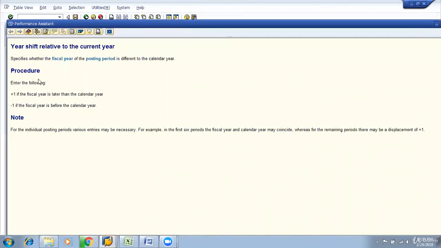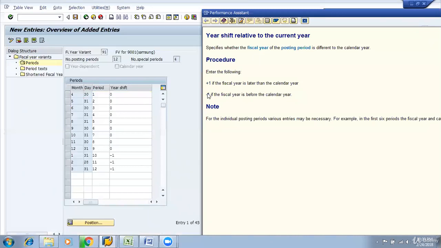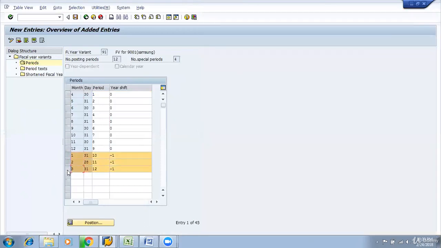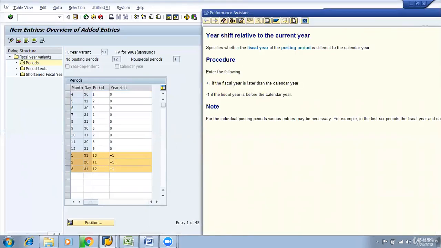The system shows you the information regarding this field. Look, it says -1 if the fiscal year is before the calendar year. Let me justify why -1. Read again: -1 is the fiscal year before the calendar year. So what is my fiscal year here? 2017, and my calendar year for this month is 2018. So my fiscal year is before the calendar year 2018, so -1. I hope it solves.